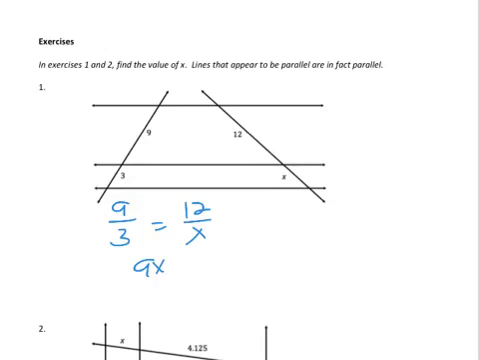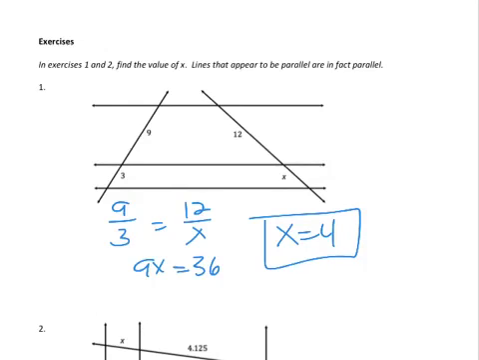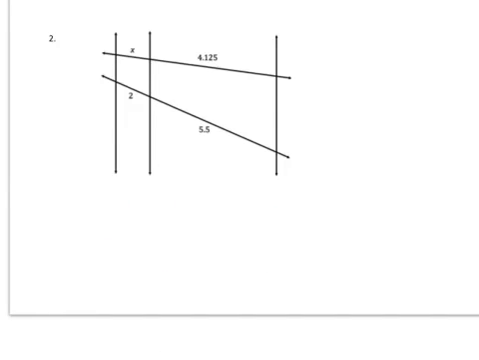9x by cross multiplying is 36, and in this case x is going to be 4. So it's the same principle as the side splitter theorem. We're just applying it to parallel lines now. So here's our second example. This just happens to have the parallel lines turned, so now they're running vertically instead of horizontal. And here's our two transversals.